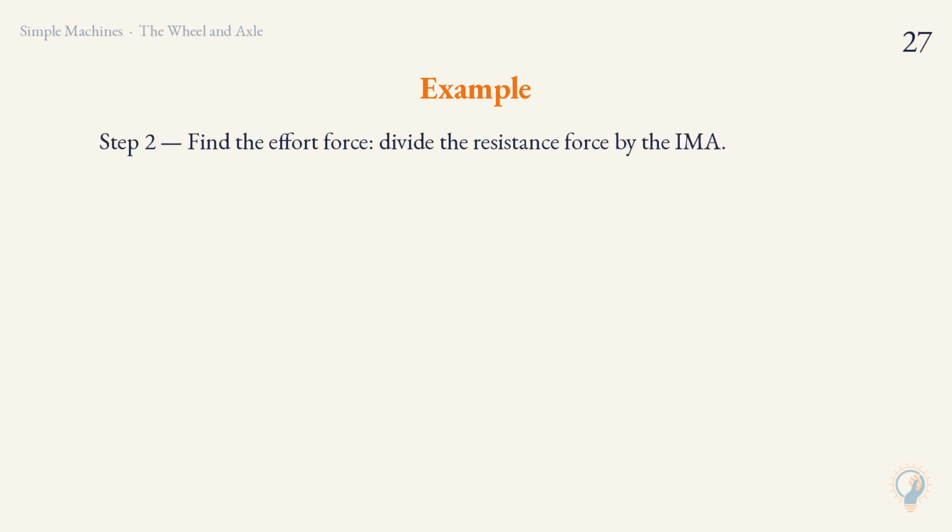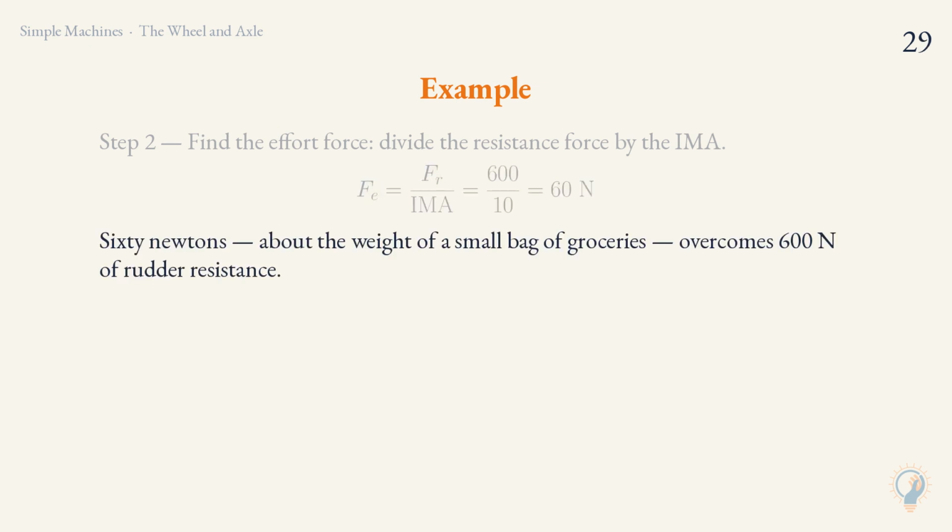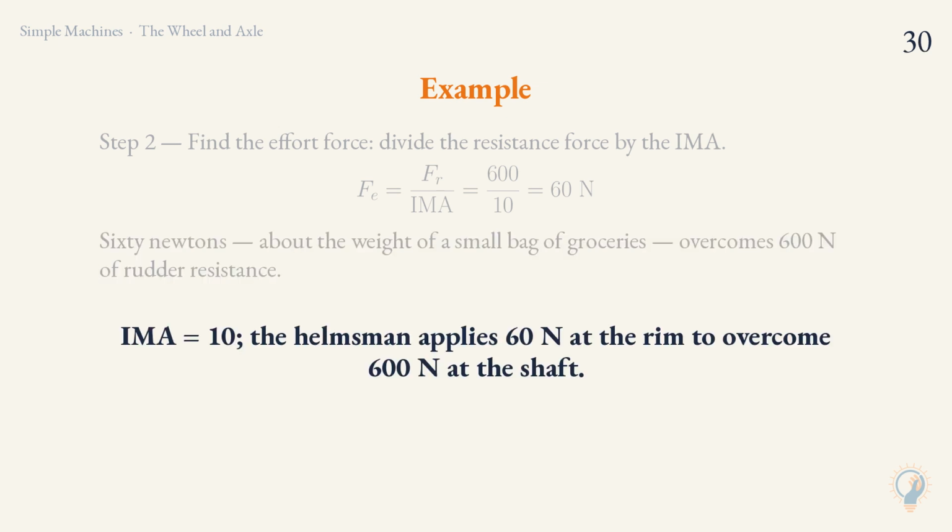Step 2. Find the effort force. Divide the resistance force by the IMA. Fe equals Fr divided by IMA. 600 divided by 10 equals 60 newtons. 60 newtons, about the weight of a small bag of groceries, overcomes 600 newtons of rudder resistance. IMA equals 10. The helmsman applies 60 newtons at the rim to overcome 600 newtons at the shaft.